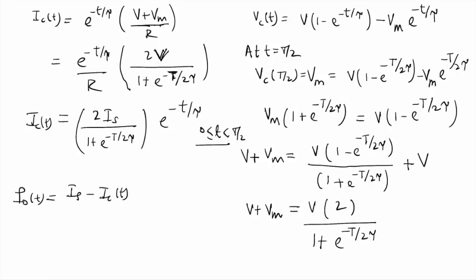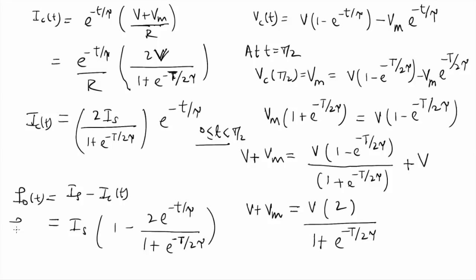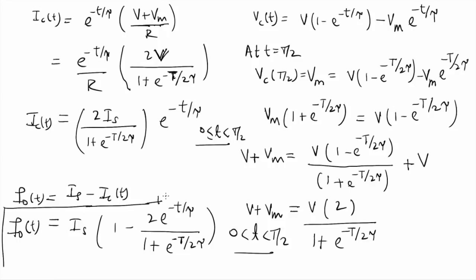Now subtract this Ic of t, take this equation here and take Is common, it will be equal to Is into 1 minus 2 e to the power minus t upon tau upon 1 plus e to the power minus capital T upon 2 tau. So this is my load current equation from 0 to T by 2. Okay, so you need to mug up this, or you need to understand this. Maybe the question may be asked at t is equal to, I think, T by 4 or any time in between 0 to T by 2, what will be the value of current?